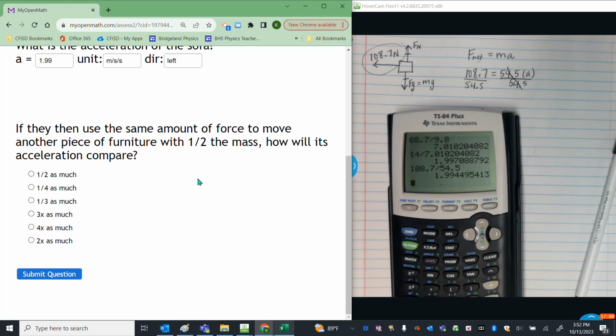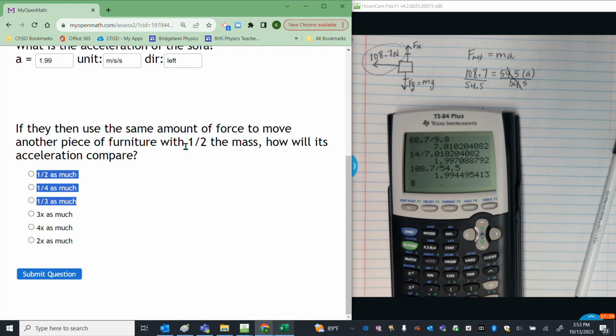Who's going to accelerate more? If you push them both with the same force, you should already know that the girl will accelerate a lot more than that football player. Okay, so if you have less mass, you're going to have greater acceleration. That allows me to eliminate all of those. Okay, I want more acceleration when I have half the mass.